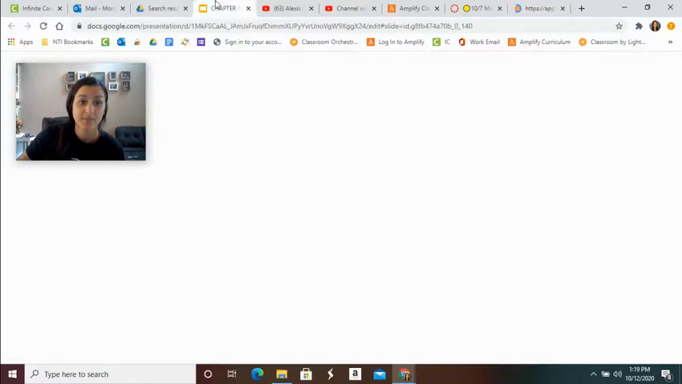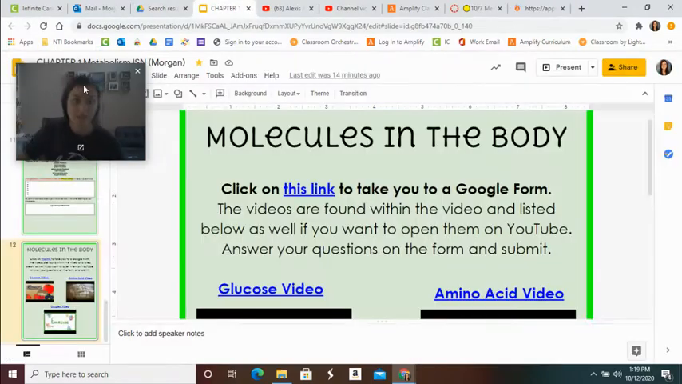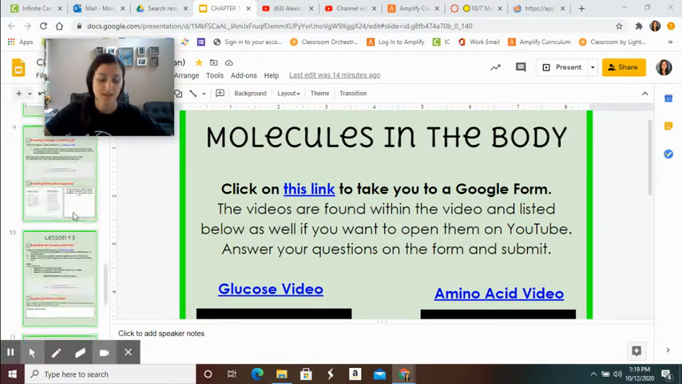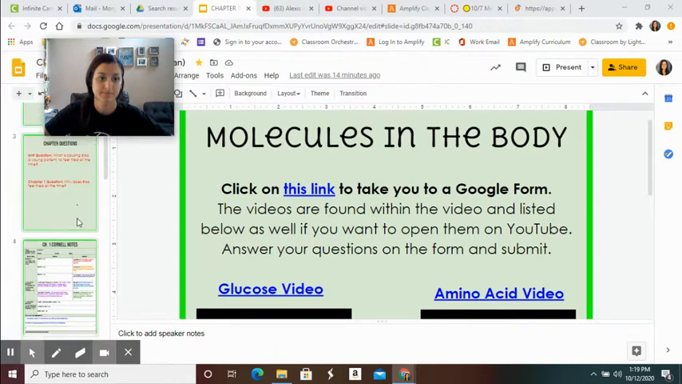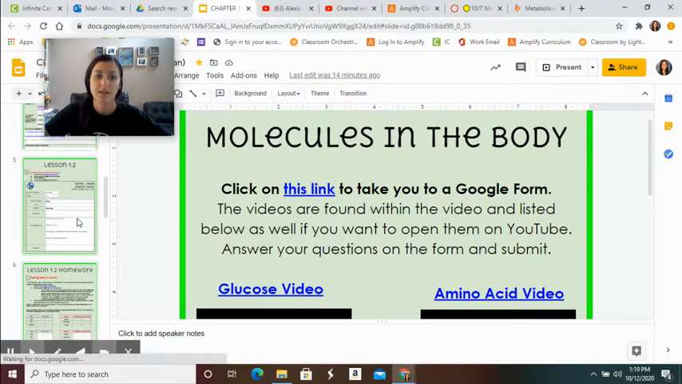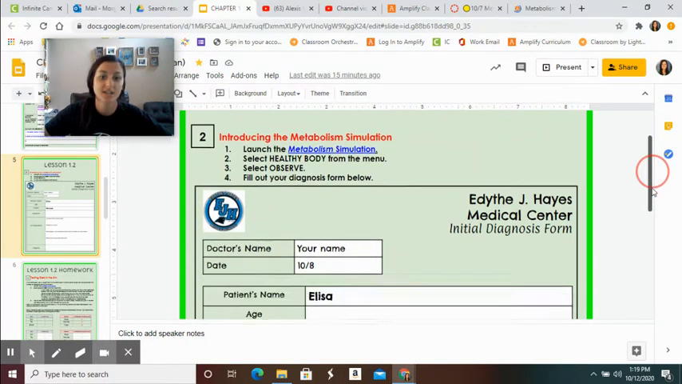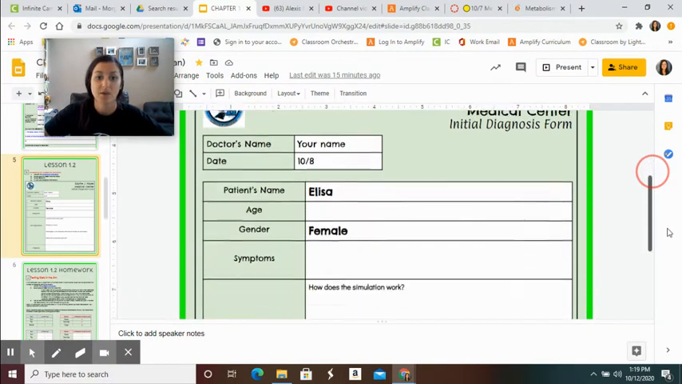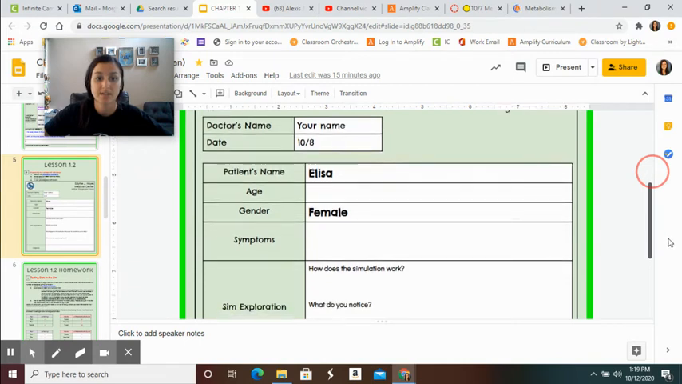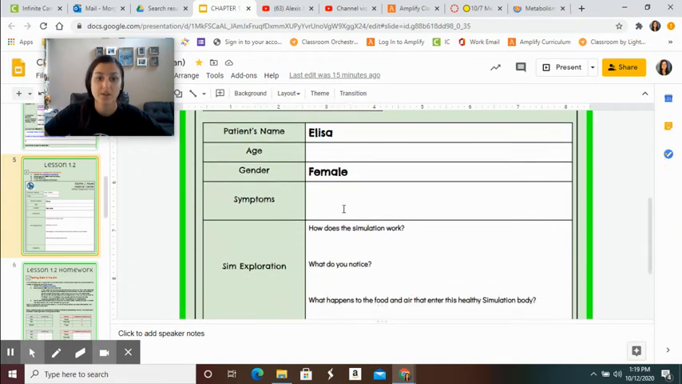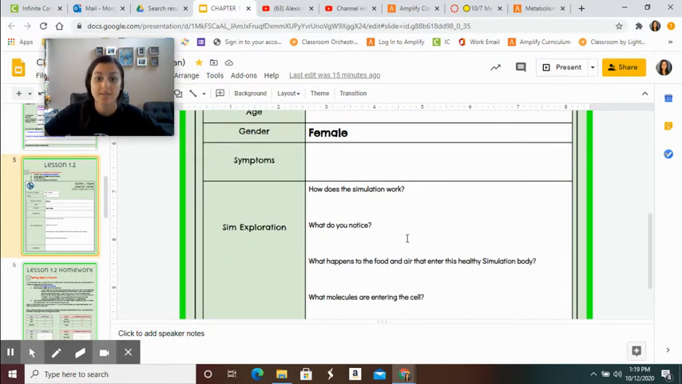In your notebook, you are completing slides 5 and 6. On slide 5, it's an initial diagnosis form. We know that our patient is Elisa and she's a female. You are going to write her symptoms, and you need to watch that video to get that information. And how the simulation works, that is going to be through exploration.